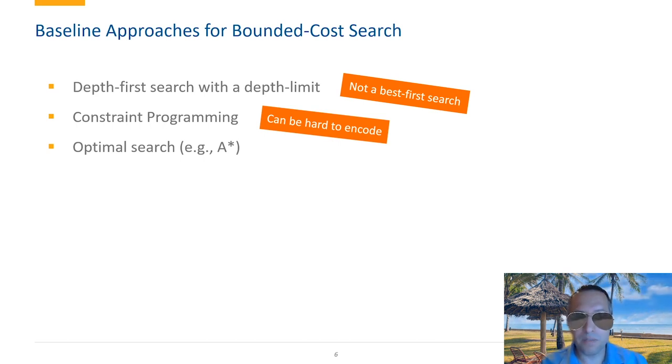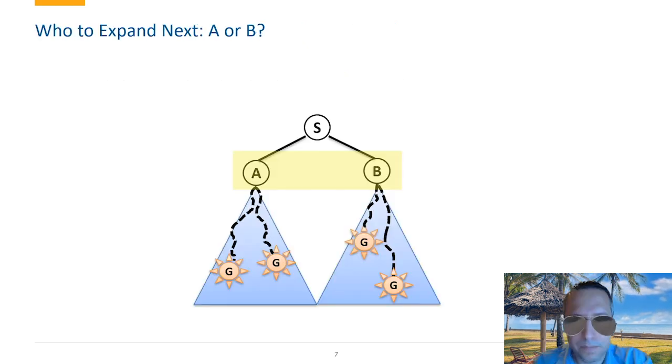The limitation of this approach, however, is that we expect that finding an optimal solution would be much harder than finding a bounded cost solution in most cases, and we would like to exploit that in some way. Consider the following example, which will highlight why we would not like to solve a bounded cost search problem with an optimal search algorithm.